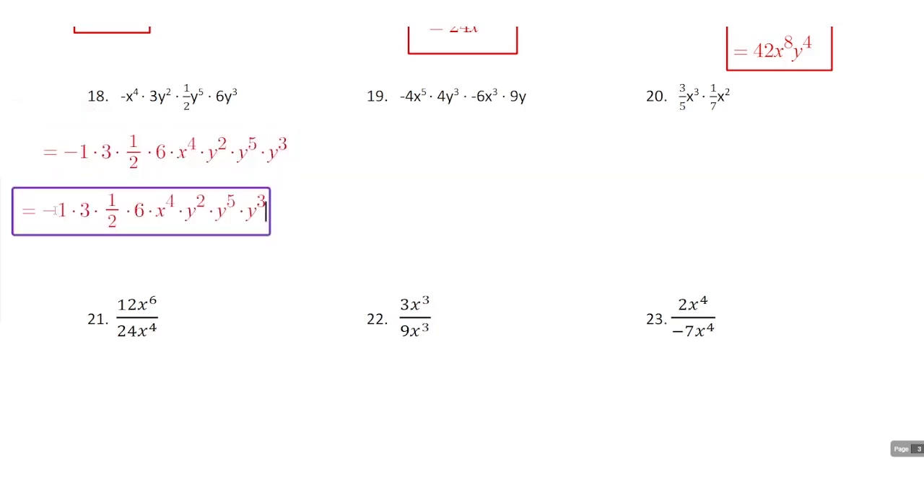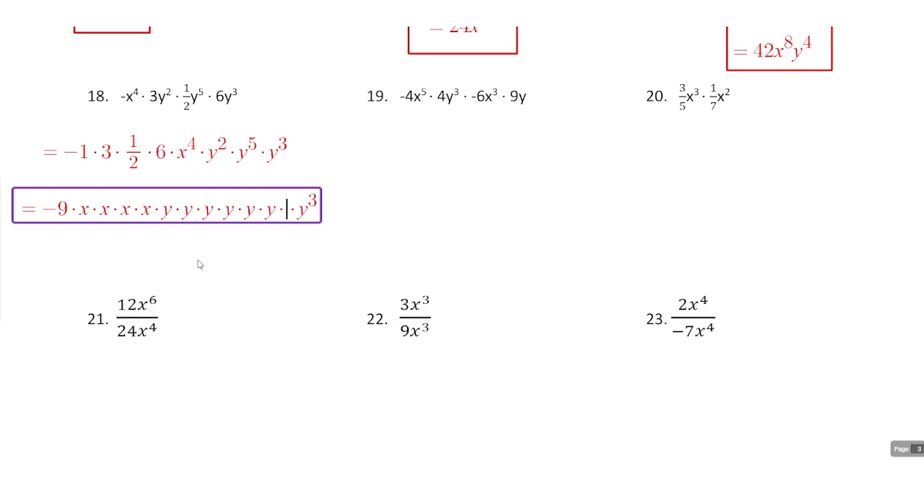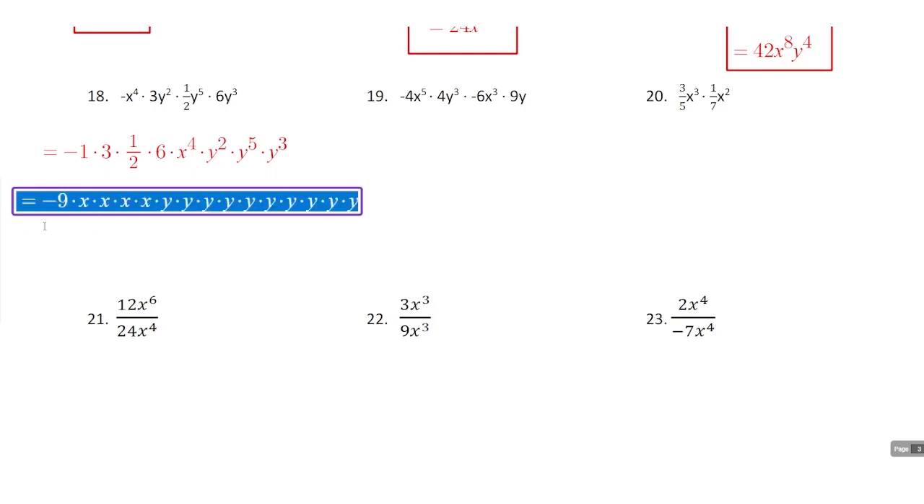So let's see, negative 1 times 3, that'd be negative 3. Negative 3 times 6 will be negative 18, so this should be, half of that's going to be negative 9. Then we've got 4 x's, 1, 2, 3, 4, 2 y's, 5 more y's, 1, 2, 3, 4, 5, and then finally 3 last y's, 1, 2, 3. Whew, that's a lot. Okay.